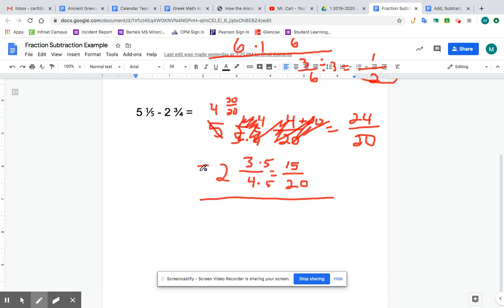So 24 subtract 15 is 9, and 20 is my denominator. 4 subtract 2 is 2. So I take one final look to see if there's anything that I can reduce, and there isn't. So this is going to end up being my final answer.